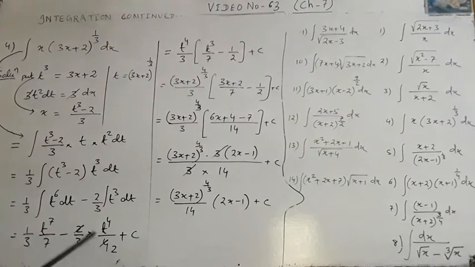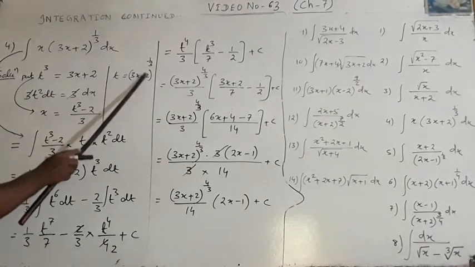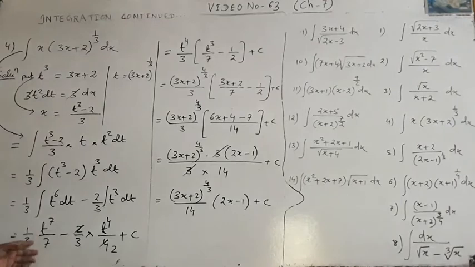Then cancel this, it becomes 2 plus c. And if we put the value of t here, what is the value of t? It is (3x plus 2) to the power 1 by 3, and you can get the answer. But I am trying to simplify. For some books the answers are like this. What do you have to do at that point?